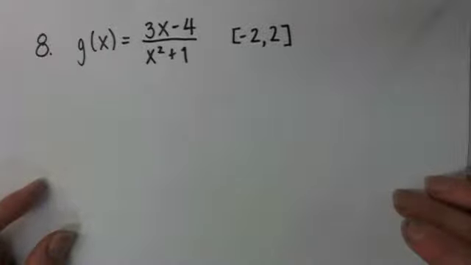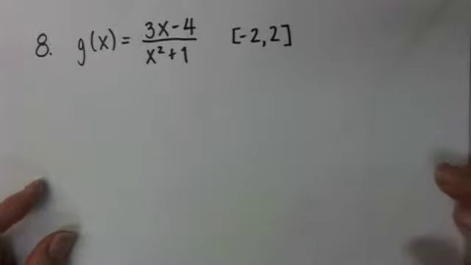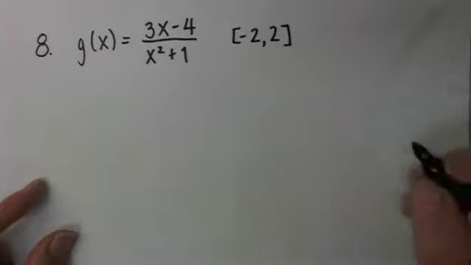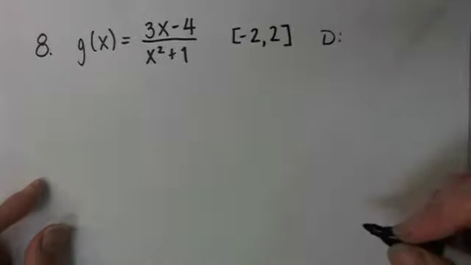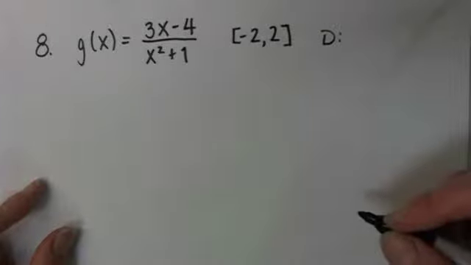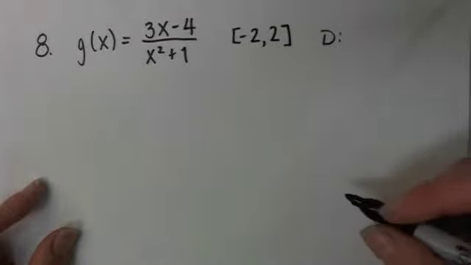Number 8, we're being asked to find both the local and absolute extrema of the function g of x equals (3x minus 4) over (x squared plus 1) on the closed interval negative 2 to 2. So the first thing we want to state is the domain of the function, because any number that's not in the domain is not eligible to be the location of a local or absolute extrema.